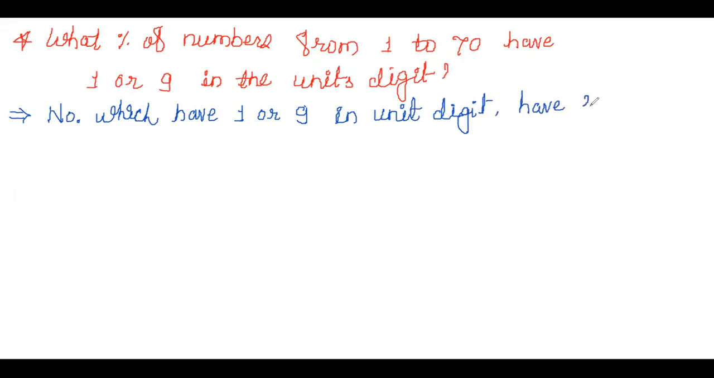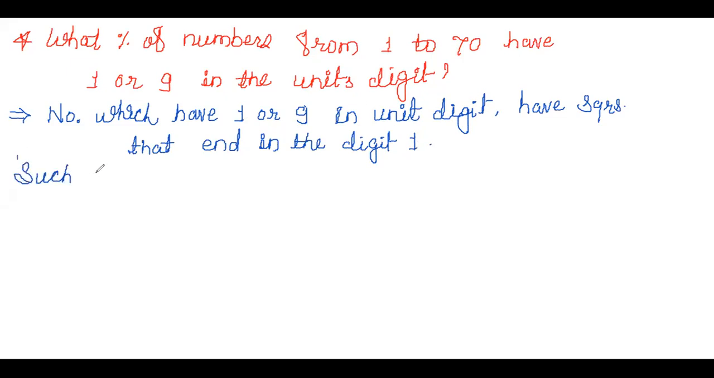Have squares that end in the digit 1. So find out such numbers. Such numbers from 1 to 70, what are they? 14. Look at this. Yes. Total numbers are 14.